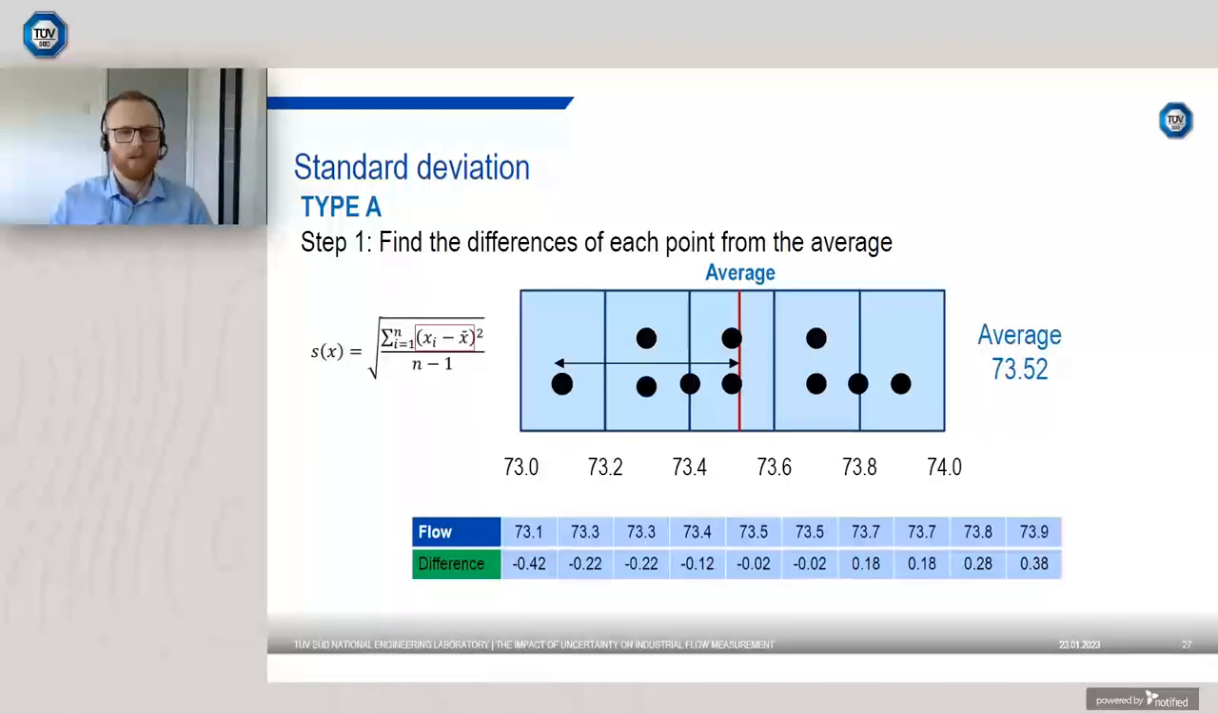The equation on the left-hand side is how you calculate the standard deviation. The first step is calculating the average of all the points, and that is our X bar in the box in red. We then take the difference of each point from the average. So the average is 73.52, and we have our various flows indicated by the device from 73.1 up to 73.9. We subtract the average from each of those values to get the difference in the green row at the bottom.